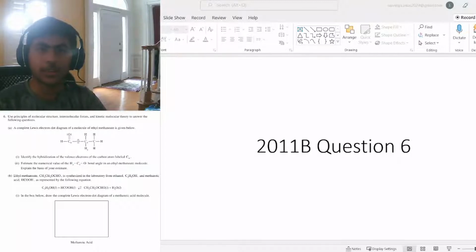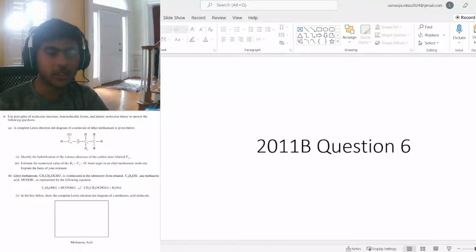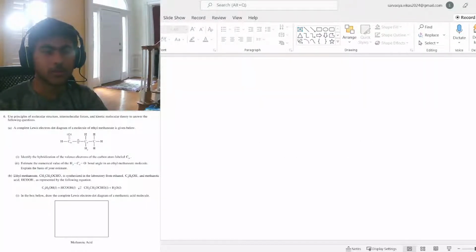And with that, let's get started on this question. Alright, so we're told to use the principles of molecular structure, intermolecular forces, and kinetic molecular theory to answer the following questions. So A, a complete Lewis electron dot diagram of a molecule of ethyl methanoate is given below. Alright, and we're asked to identify the hybridization of the valence electrons of the carbon atom labeled CW.